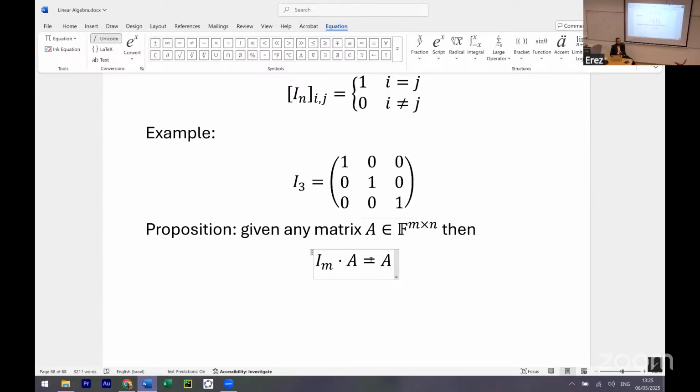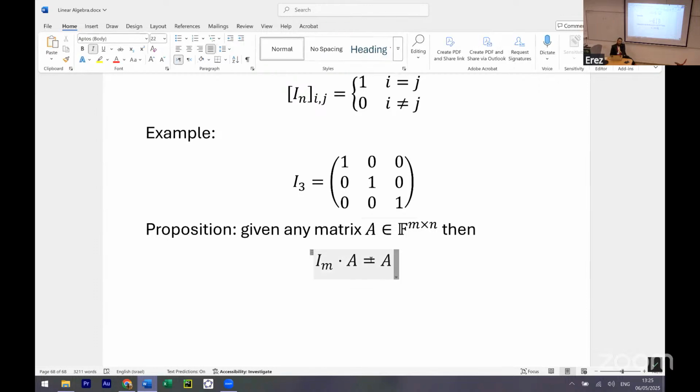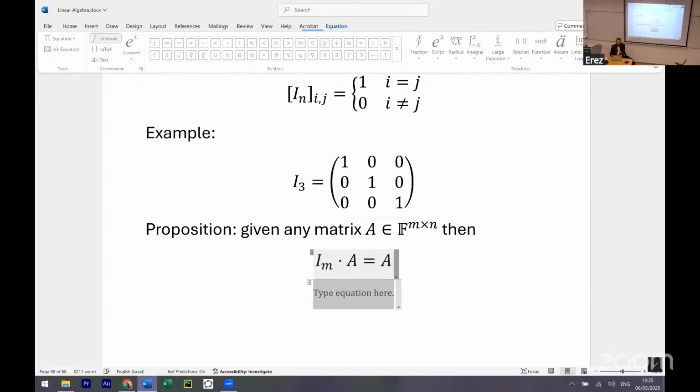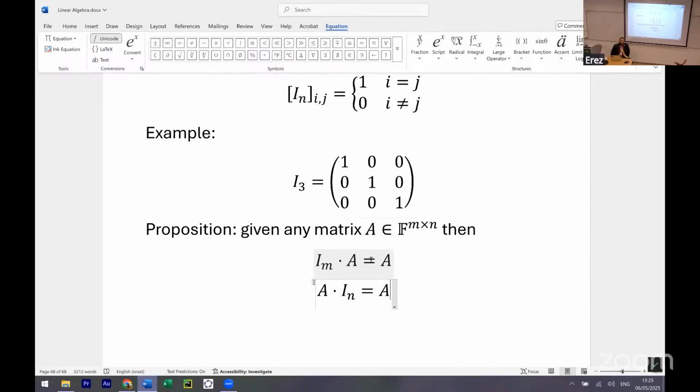You get A. And also, you don't have a commutative law. So once you don't have commutativity, you have to mention everything twice. So also A times I_n equals A. So it works on both sides. It's not just a unit from the left. It's a unit both from the left and the right. But it's a bit weird that it's different.